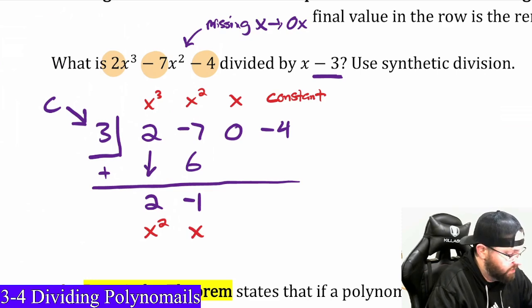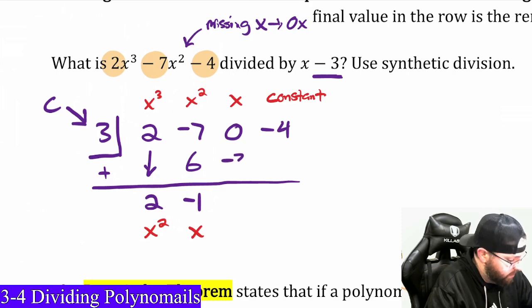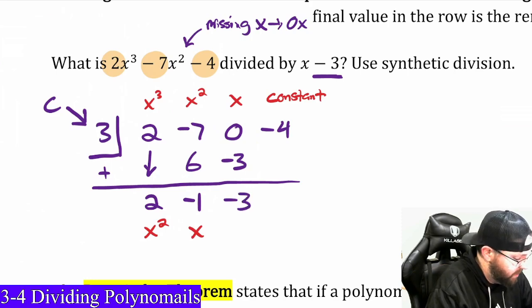Okay, we're going to do the same thing. We're going to take this -1 down here. We're going to multiply it times 3. And we're going to get a -3. We're going to add these columns now for x, and we're going to get a -3. So now this is going to be our constant.